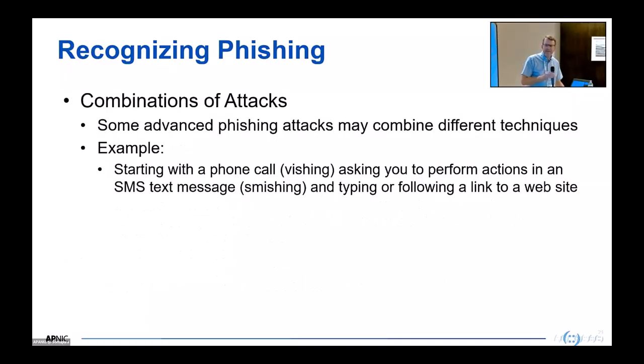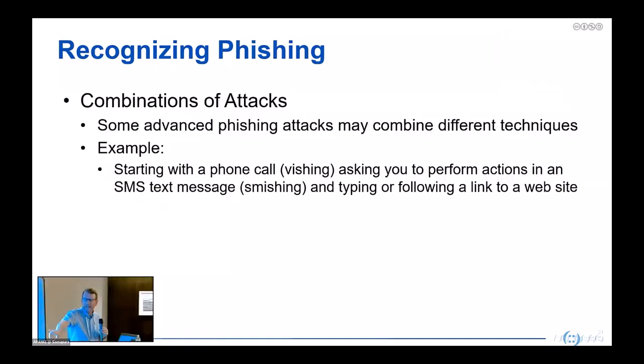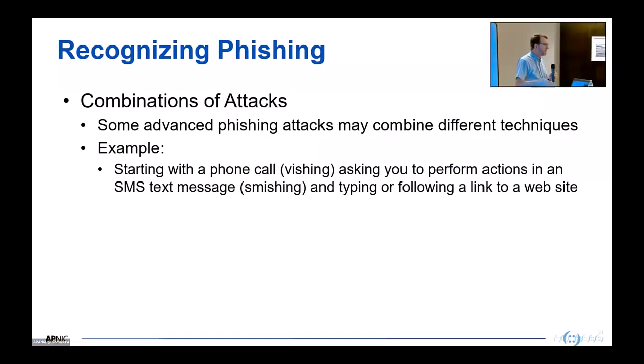And of course, combinations of attacks. Advanced phishing combines these different attacks. So you might start with a phone call phishing attack, asking you to perform an action that is coming later in an SMS text message, and then you follow the link in the SMS message that takes you to a website. So you absolutely can have these chains of attacks. From the criminal's point of view, it's not that much more difficult to set up, but if it's more convincing to the victim, they'll fall for it and they'll make more money from it.